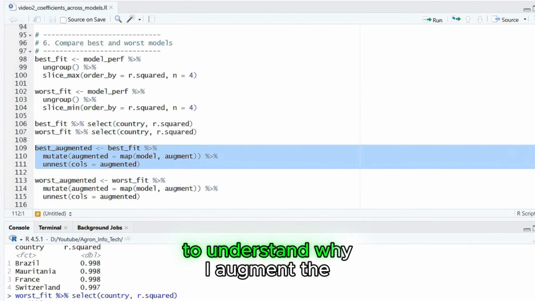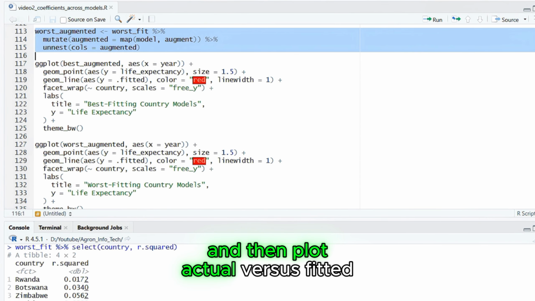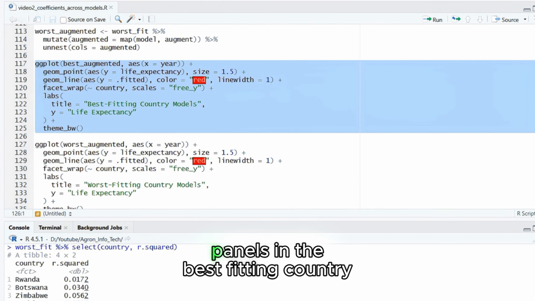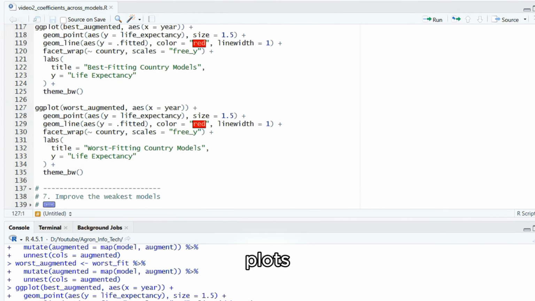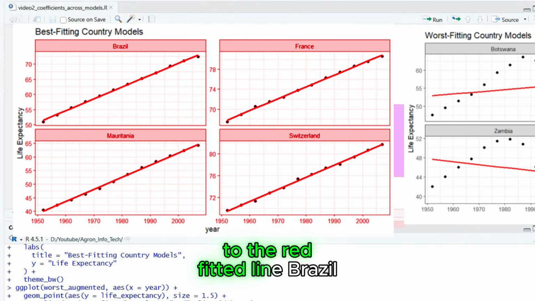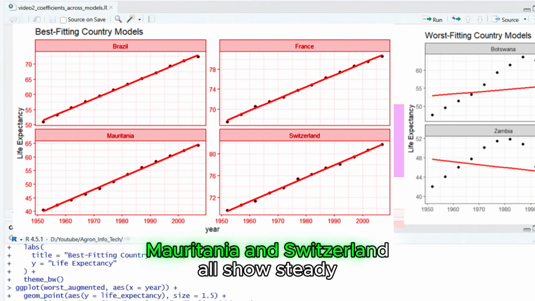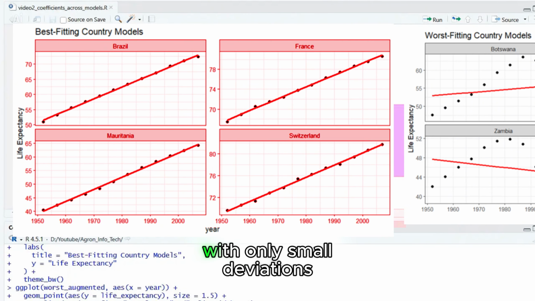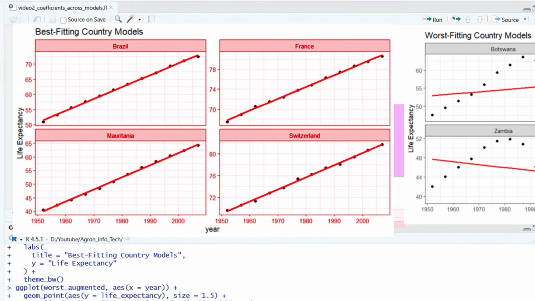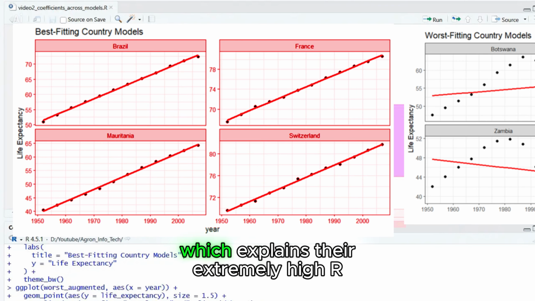To understand why, I augment the best and worst models and then plot actual versus fitted values in faceted panels. In the best fitting country plots, the black points sit very close to the red fitted line. Brazil, France, Mauritania, and Switzerland all show steady upward trends with only small deviations. Visually, these panels look almost perfectly linear, which explains their extremely high R² values.